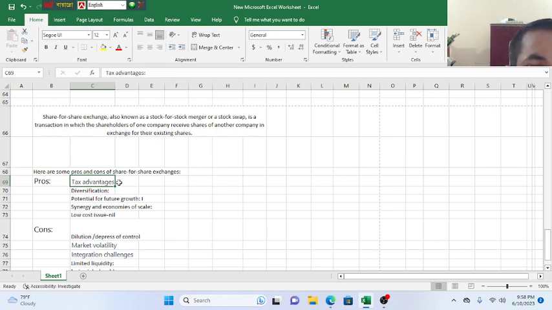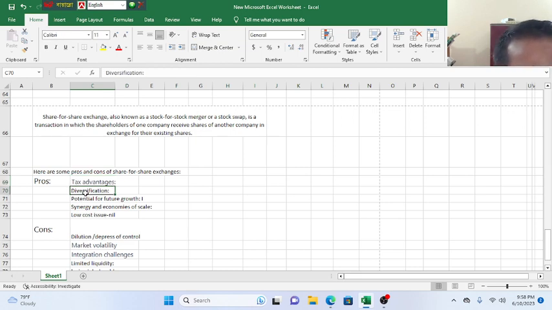Share exchange is exempted from capital gain, but if payment is made by cash, it is under the tax net. Capital gain at the rate of 15% or 20% will be charged on the cash consideration, but in share for share there will be no tax. This is the main benefit.